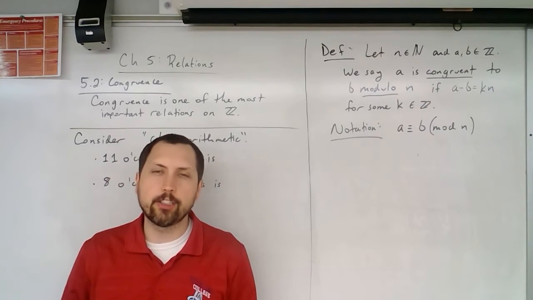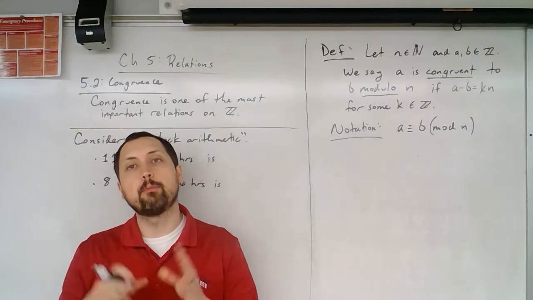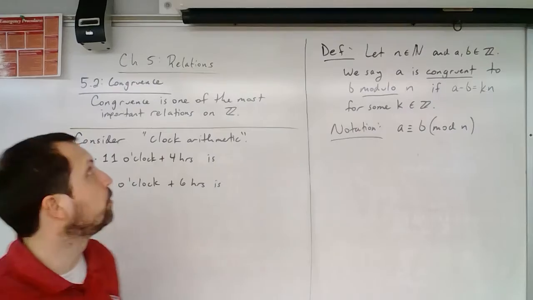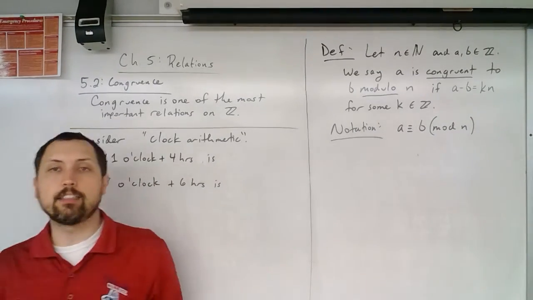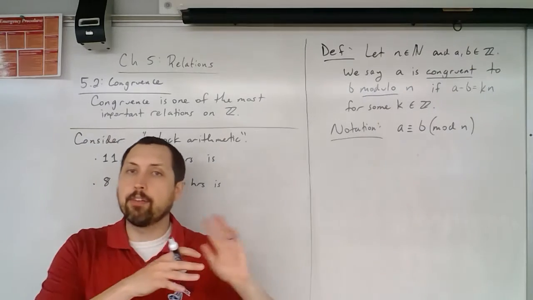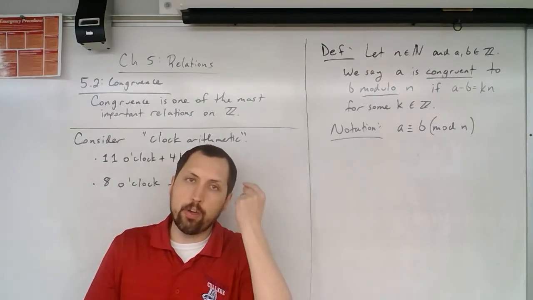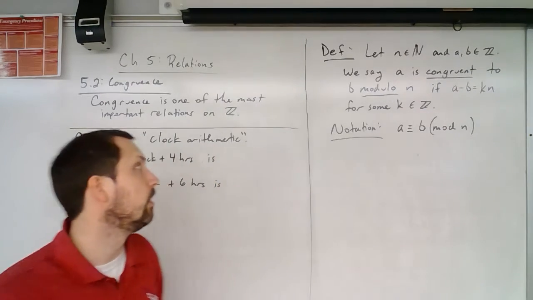Everything we've done so far in chapter 5, all of that was for section 5.1. So now we're going to move on to looking at section 5.2, which is on congruence. Congruence is one of the most important relations on Z. 5.1 was looking at relations in general, trying to understand what these are. And now we're going to hone in specifically on this relation of congruence.